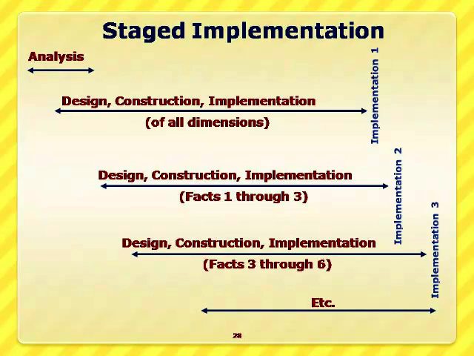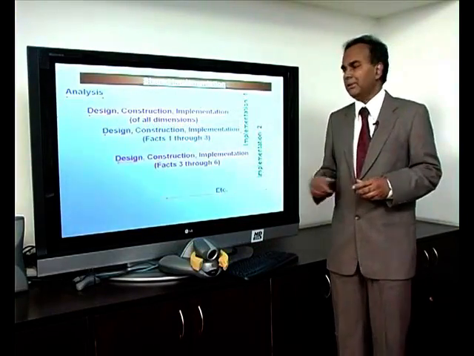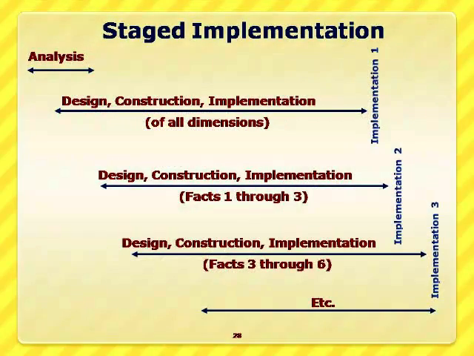This implementation I define as implementation 1. Next I take up design, construction, and implementation for the next set of facts, let us say 3 to 6 facts. Implementation 2. Like this I go on taking a few sets of facts and implementing the data warehouse. The advantage is that in each stage of implementation I will be learning from mistakes. Therefore, the probability of success of the project is very high in a stage implementation. Especially this methodology suits very large organizations. We have seen the implementation methodologies, the traditional methodology and the staged methodology. For small organizations with small requirements, the traditional model can be applied, whereas for big organizations with large data warehouse requirements, stage implementation is the suitable one.